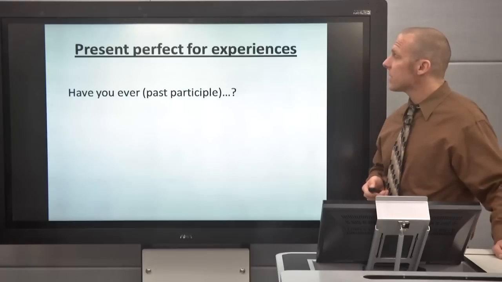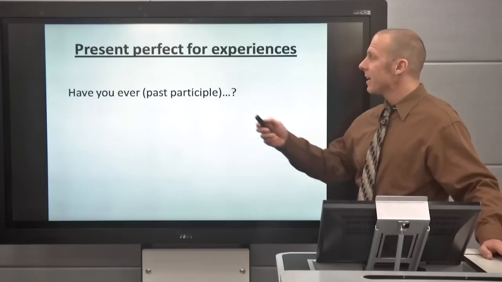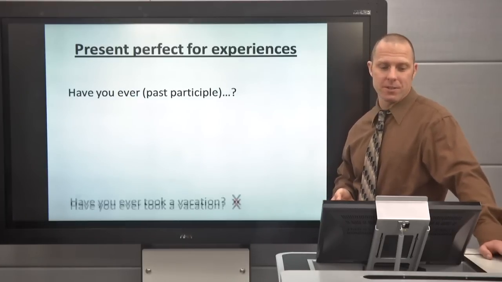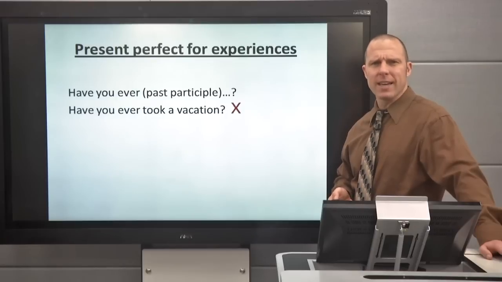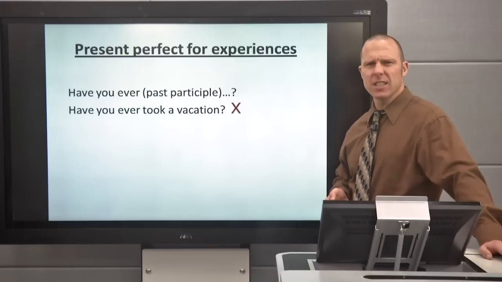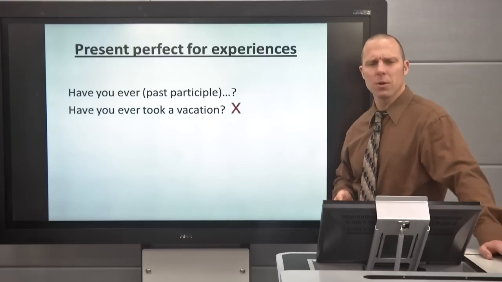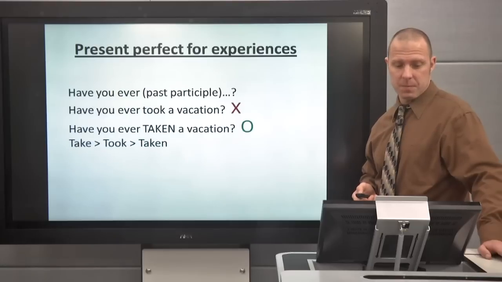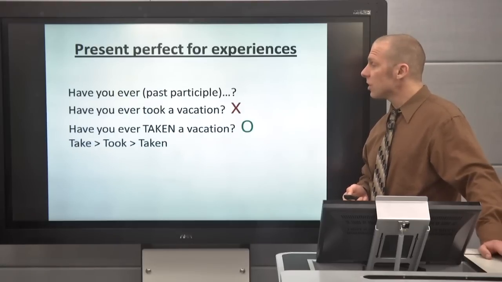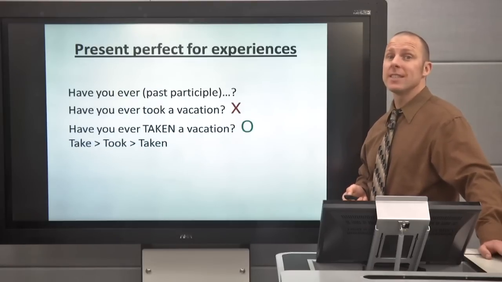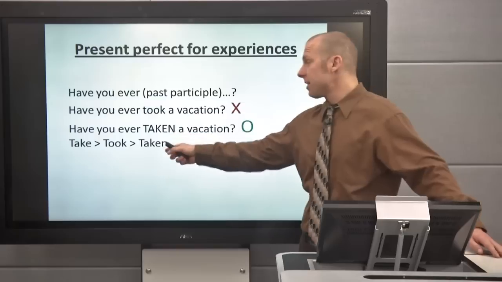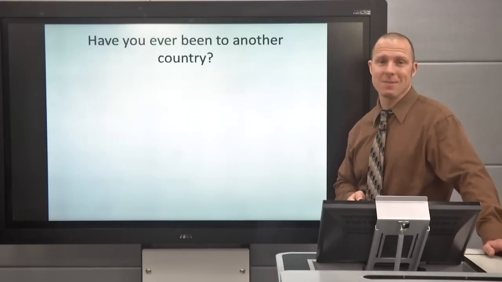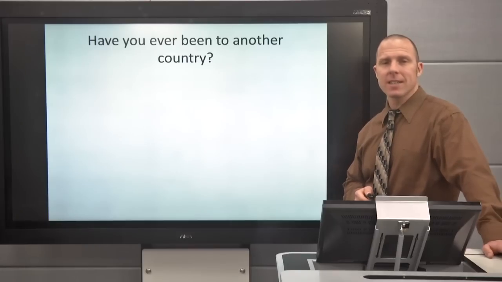And when we ask a question in the present perfect, we say, have you ever, with the past participle or the third verb. Would I say, have you ever took a vacation? No, of course not. I would say, have you ever taken a vacation? Take changes to took, which changes to taken. And we want to use that third verb, that past participle, with this verb tense. So let's look at another example.